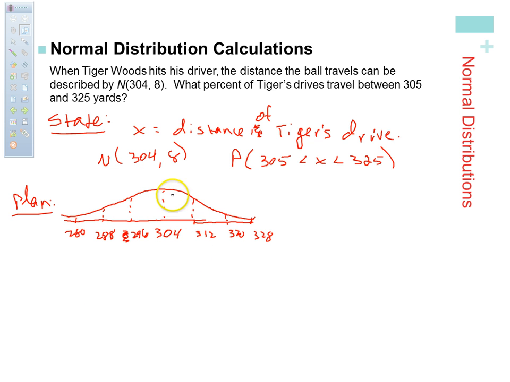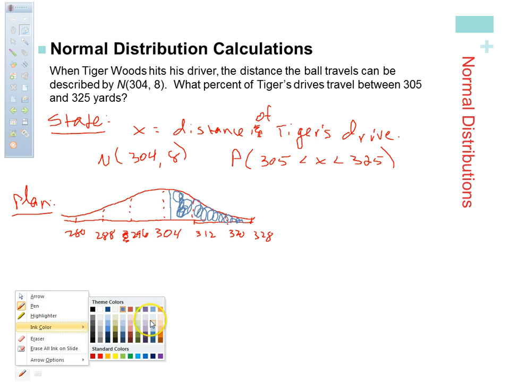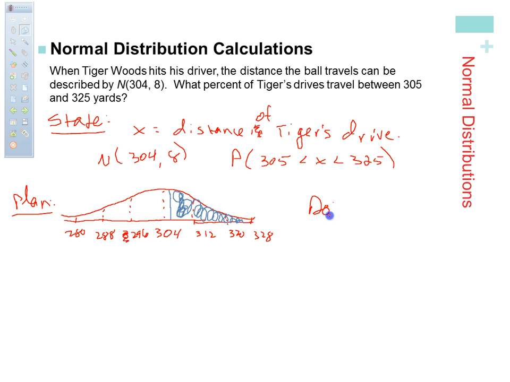And we're trying to find the proportion of his drives that are between 305, and so 305 is going to sit about right here, to 325, which is going to sit about right here. I shade this curve again because I want to make sure my answer makes sense. That's what we're looking for. All right, well, great. Let's go do this.